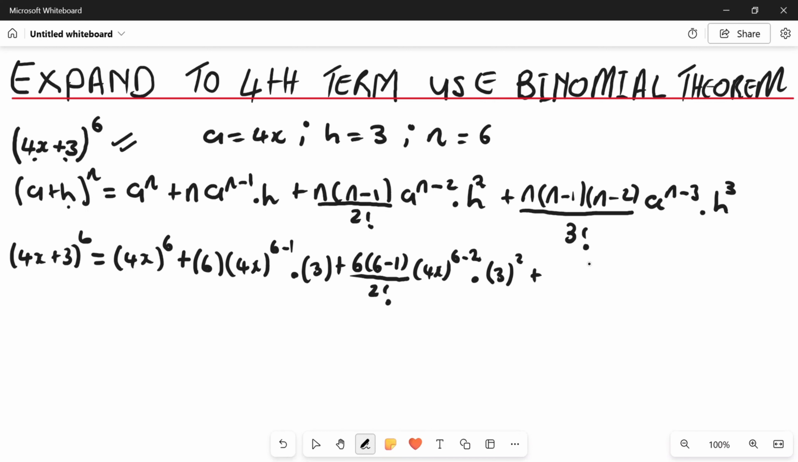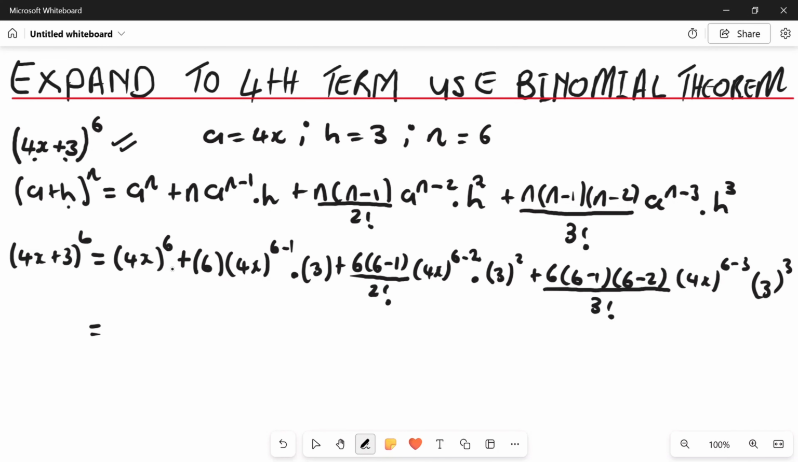The last term, which is the fourth term, our n is going to be 6 multiplied by n minus 1, which is 6 minus 1, multiplied by n minus 2, which is 6 minus 2, divided by 3 factorial. There we go, 3 factorial. And then we have a to the power of n minus 3, which is 4x to the power of 6 minus 3. And then we have h to the power of 3, which is going to be 3 to the power of 3. So basically, this is how you do the binomial theorem.